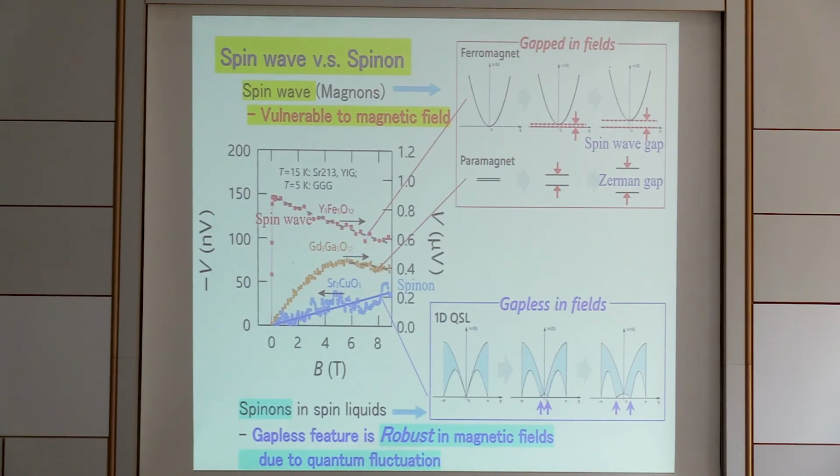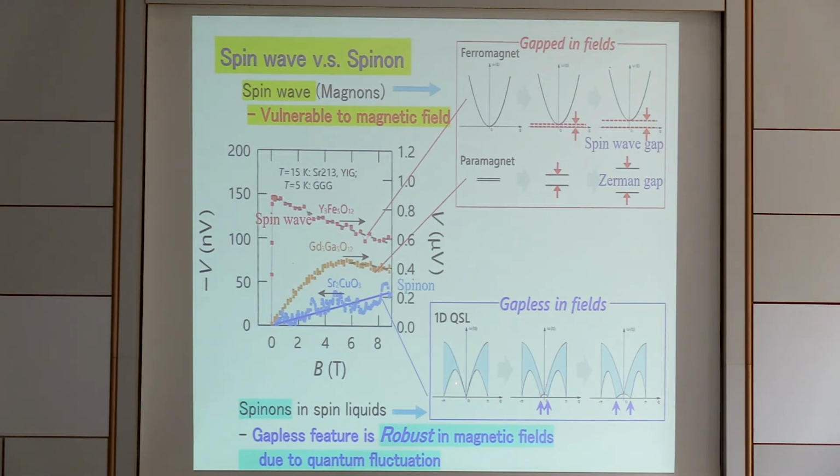Okay, this is the final page. This is a comparison between the spin wave spin Seebeck effect and the spinon spin Seebeck effect. In the spin wave case, the spin Seebeck effect is strongly suppressed by applying a magnetic field because a gap appears in the spin wave sector. So the spin wave is very fragile. Thermal fluctuation is very fragile in the strong magnetic field. On the other hand, the gapless spectrum is very protected in the spin liquid system because of quantum fluctuation.